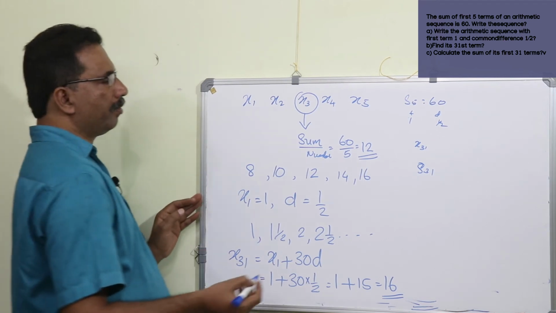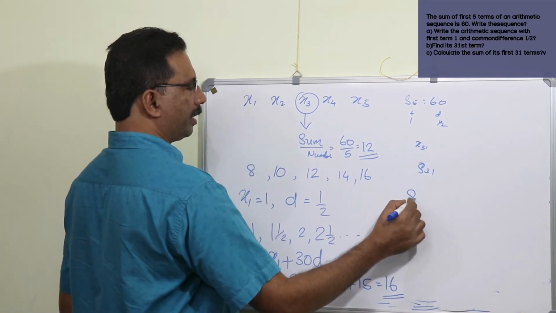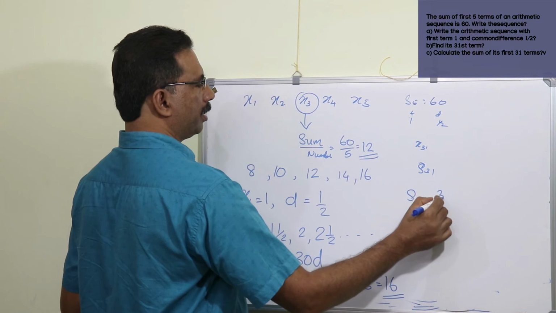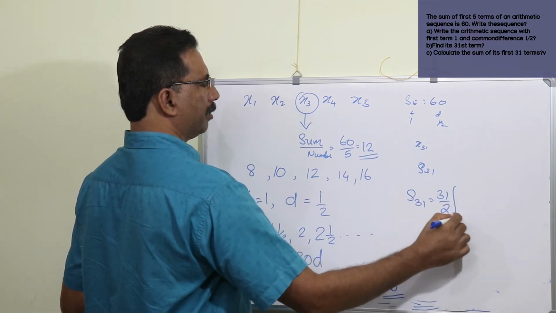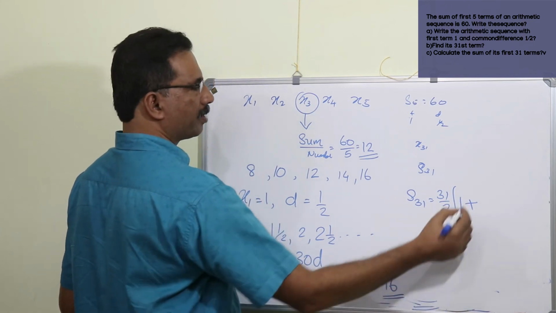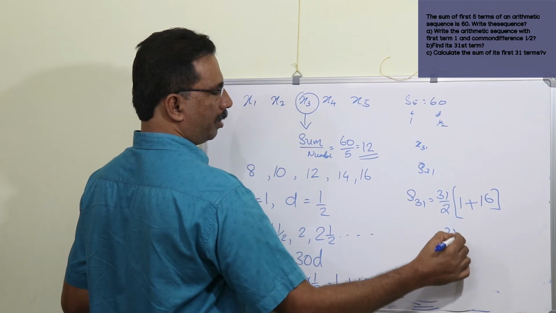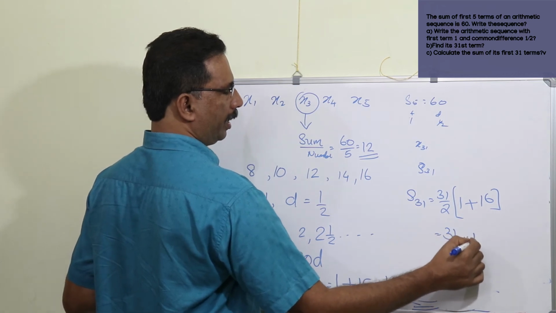31st term. We have to find out the sum of the first 31 terms also. That is S31 is equal to 31 by 2 into first term 1 plus 31st term 16, is equal to 31 by 2 into 17.